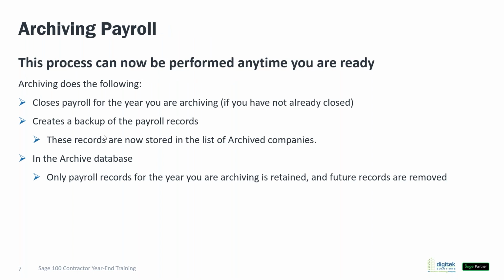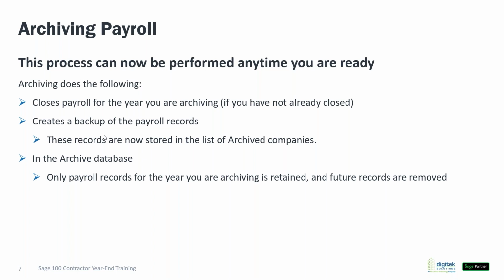Again, the difference between archiving and closing is that I can now close, which does a soft close that just zeroes out all my balances so that I can start processing payroll for the new year. Archive, versus that, means I'm taking all my payroll data, removing it out of my operating database, and moving it to an archive database.